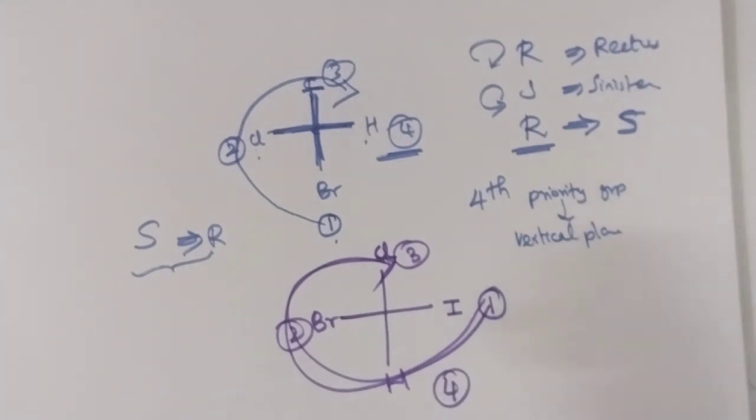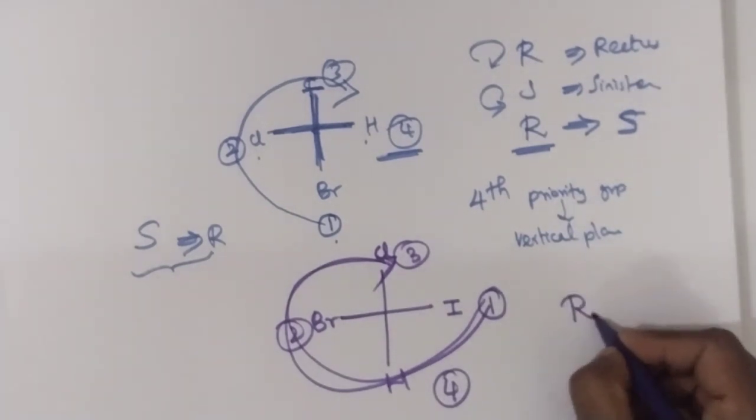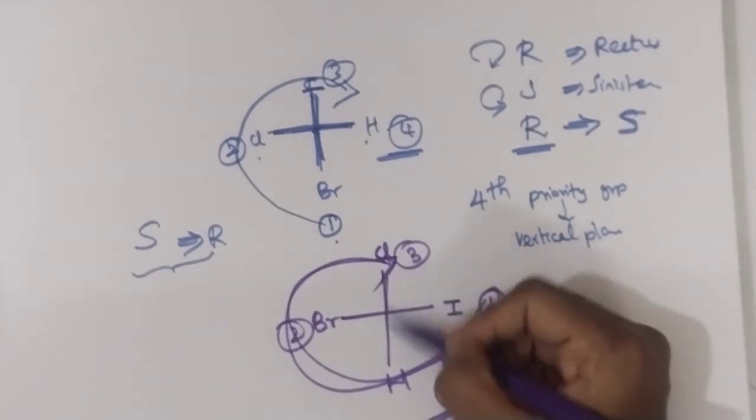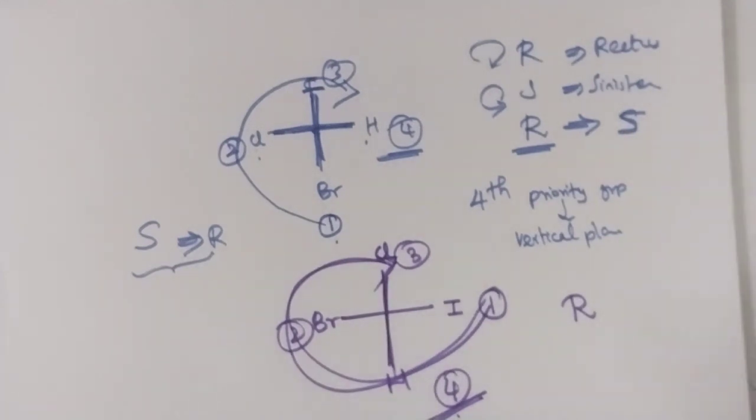Hence this is R configuration, and you have to look for the fourth priority group. The fourth priority group is present in the vertical position, right? It is present in the vertical line. Hence, no need to change the configuration. Simply you can write it as R. Okay, this is R configuration.